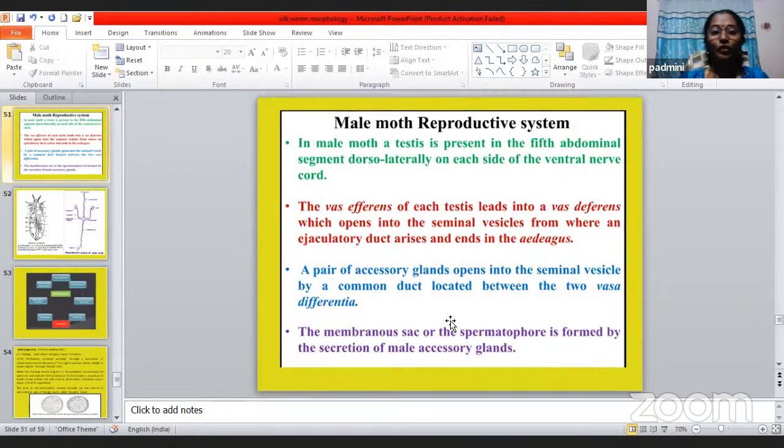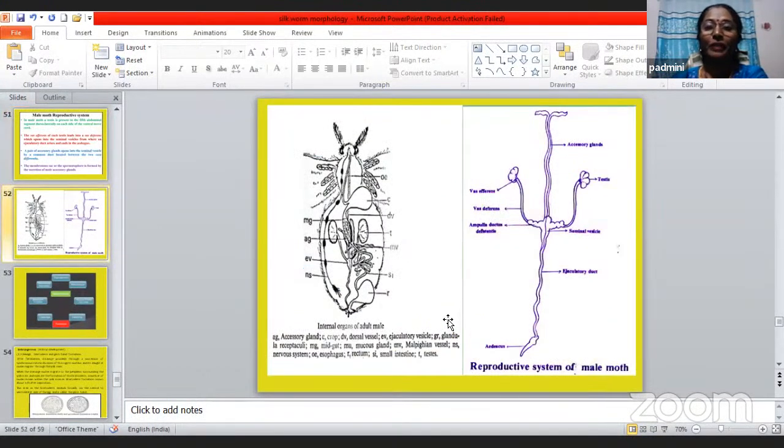So coming to the male reproductive organ over here. If you are going to check out the male reproductive organs, these are the testes on either side, a kidney-shaped structure, something like that. But these are the testes. And the testis opens into the vas efferens, and the vas efferens opens into the vas deferens, and the vas deferens opens into the seminal vesicle, and the seminal vesicle opens into an ejaculatory duct, and from the ejaculatory duct they open into the aedeagus, and the aedeagus is the one that is lodged into the female.